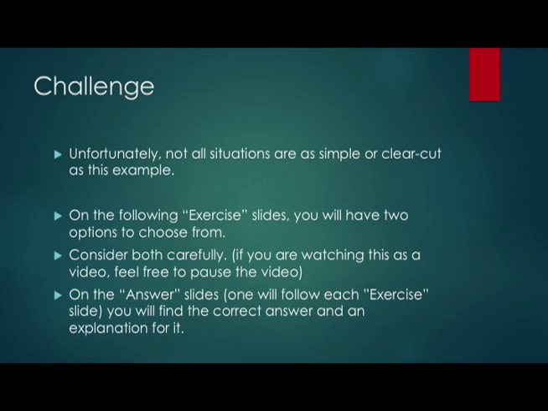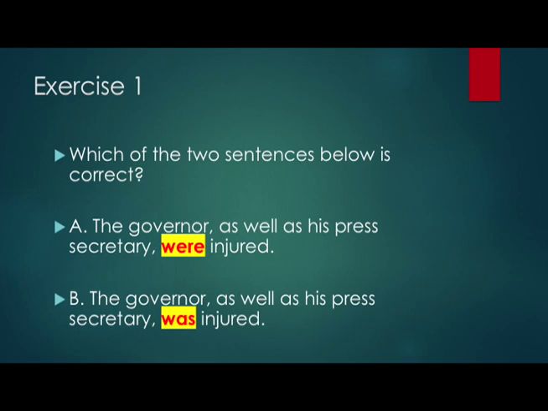If you're looking at the PowerPoint slides that I'm also making available, then you can obviously do that at your own pace. So on the answer slides, and there will be an answer slide following each exercise slide, you will find the correct answer as well as an explanation of why that is the correct answer. All right, exercise 1. Which of the two sentences below is correct? A. The governor as well as his press secretary were injured. B. The governor as well as his press secretary was injured.